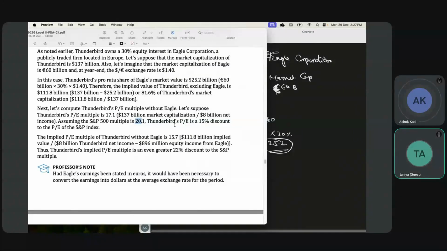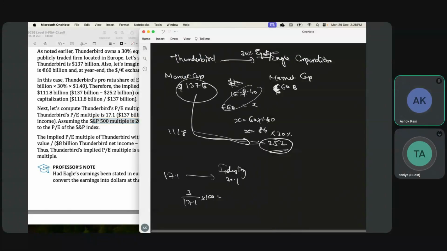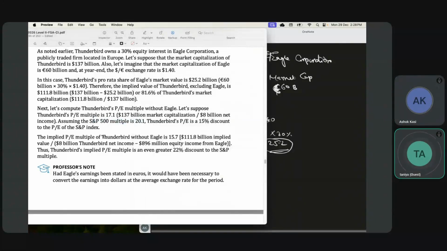It says 15% discount. S&P is 20.1 and Thunderbird 17.1. Is it 3 divided by 20.1 into 100? You do in comparison to the industry, 14.92. It means 15, yeah, based on the industry, a 15% discount. Then the implied P/E multiple of Thunderbird without Eagle comes to 15.7.